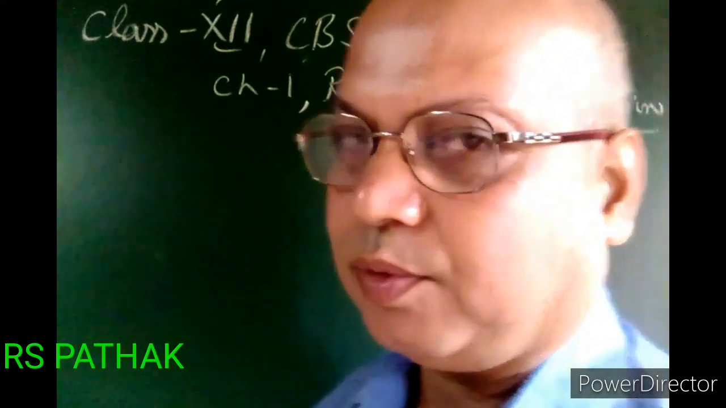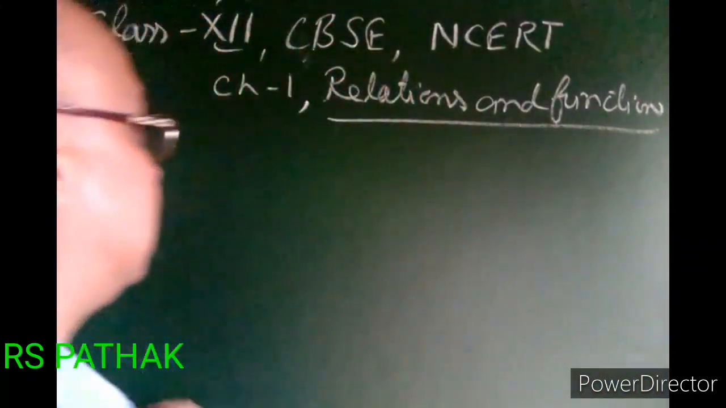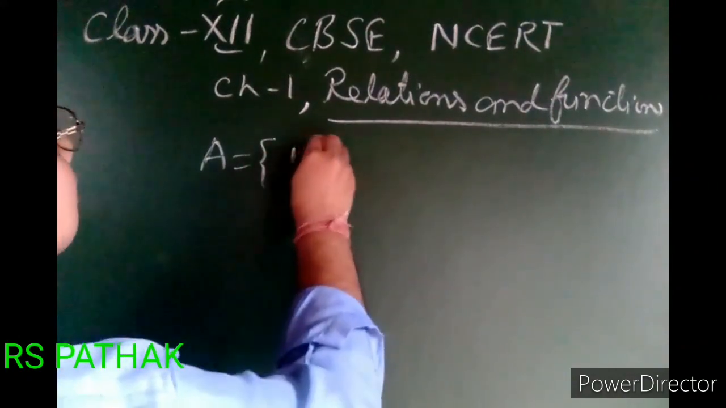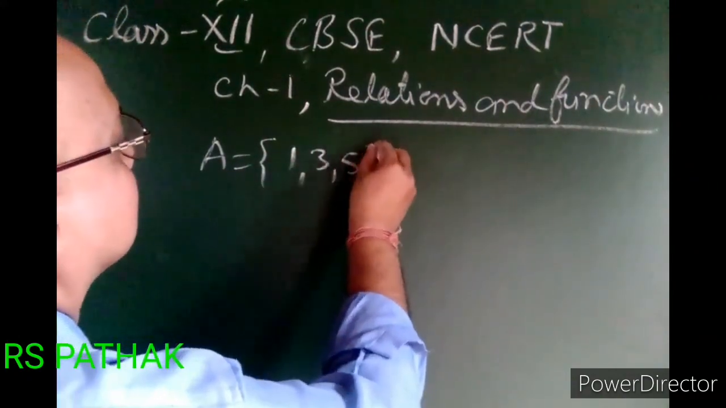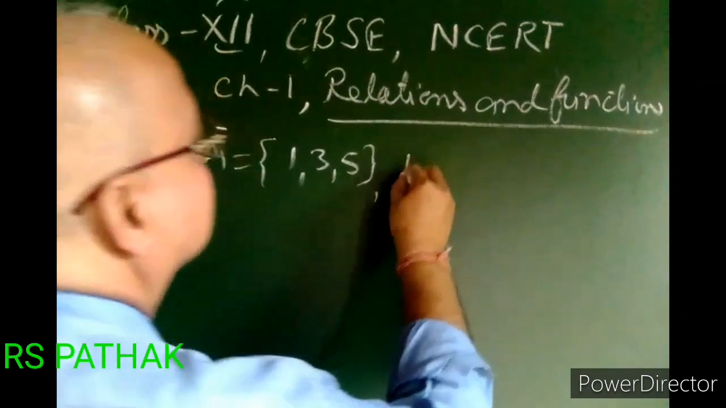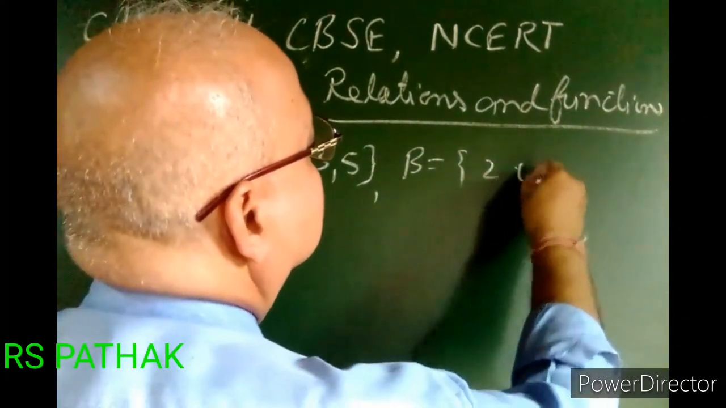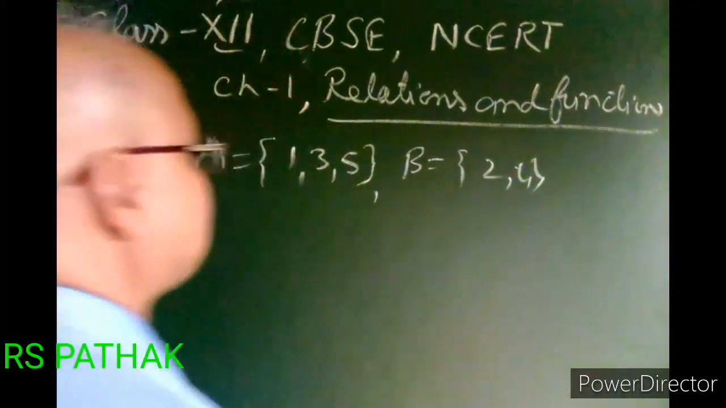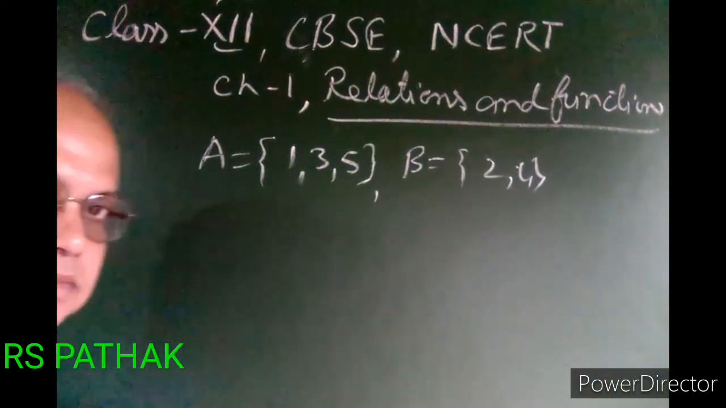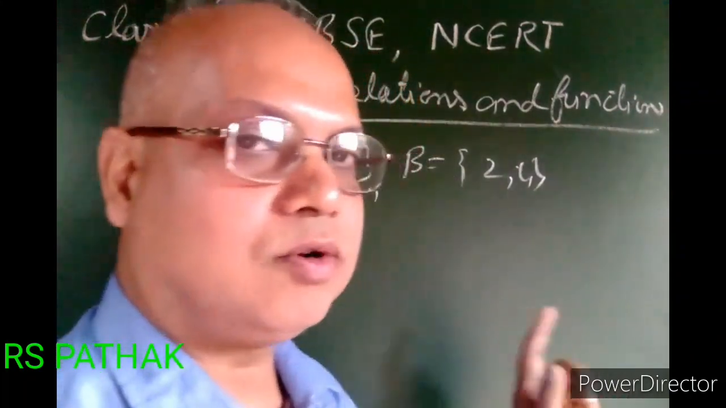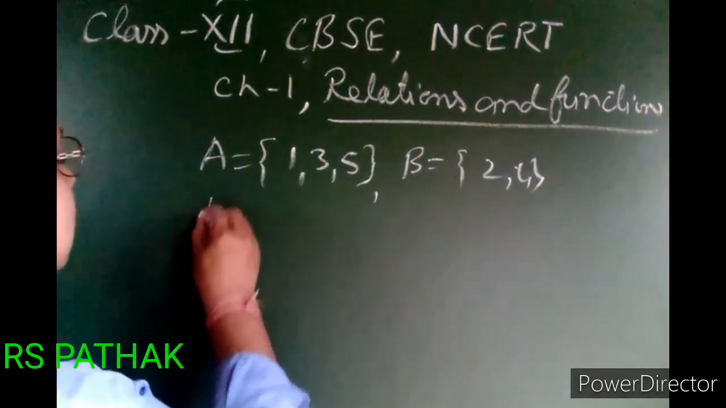Let us suppose I am writing the two sets. A is 1, 3, 5. Set B is 2, 4. First of all, I will explain how you would find A cross B.